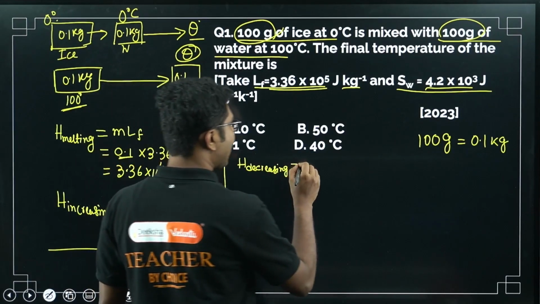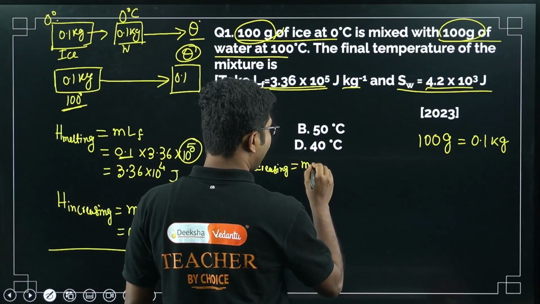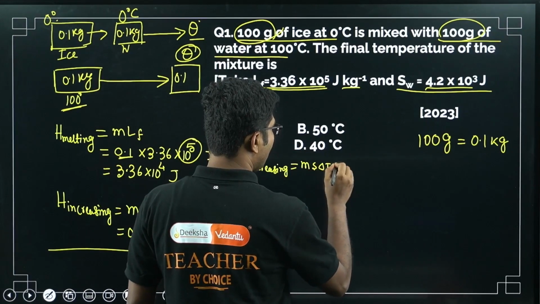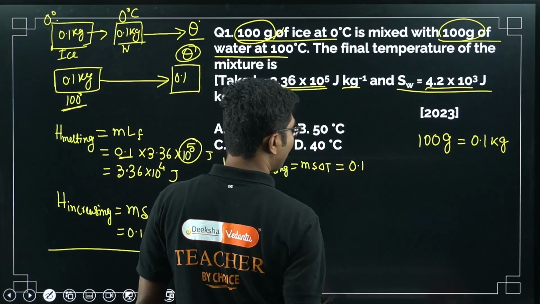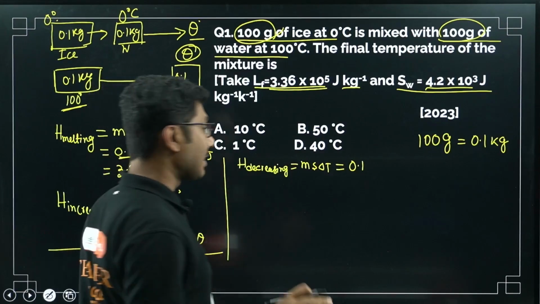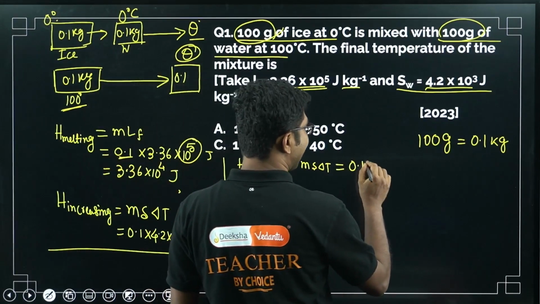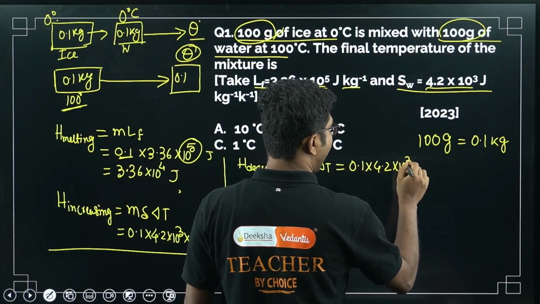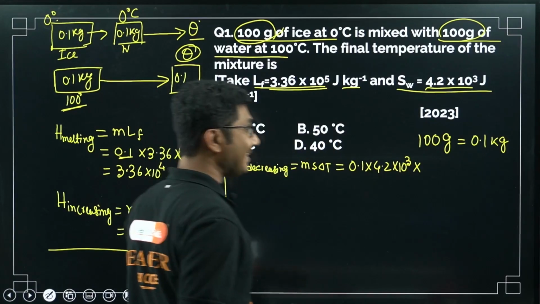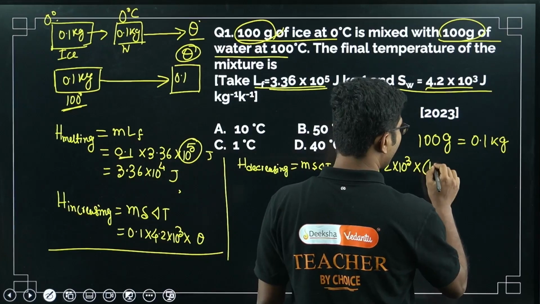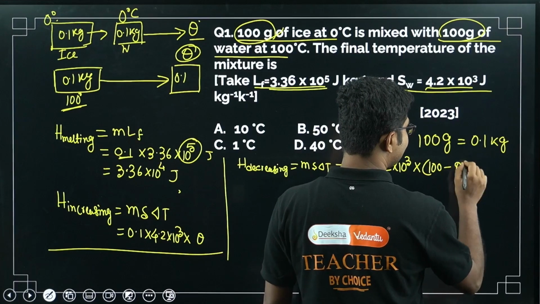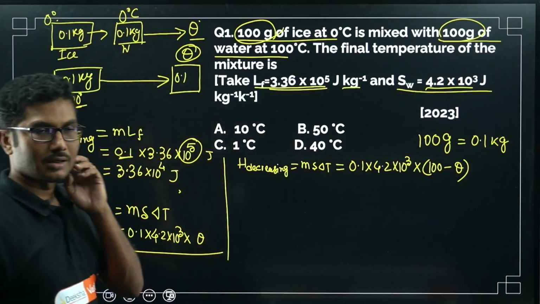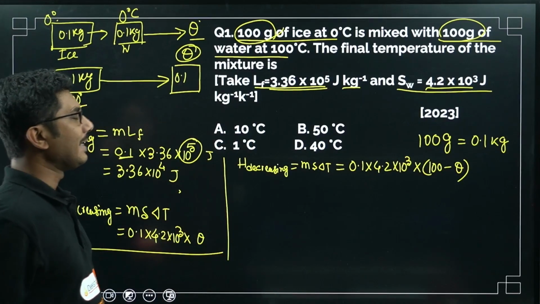We know that ms delta theta, ms delta T. So what is m? M again 0.1. Both ice and water are of the same mass. What is s? S will be same for water. And what is delta T? In this case 100 is more and theta is less. So it will be 100 minus theta. Okay, so this is the exact formula.